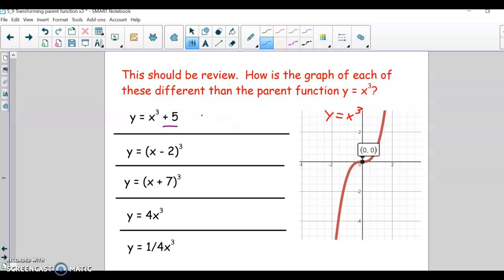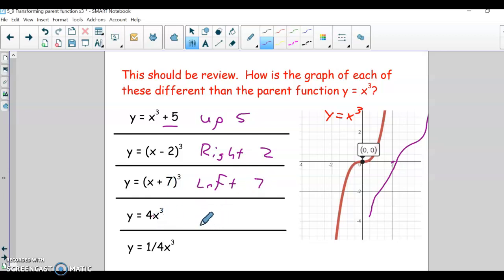So a +5 on the end will make us go up 5. If it's a plus or minus inside, that goes left or right, opposite of what we think. So this one should actually go to the right 2. It'd be the same shape, just to the right 2. And I can't draw this, sorry, my little pad. I'm going to use Desmos here in a second, but it'd be that same shape, just right 2. This one is inside again, so left or right, opposite of what we think. So +7 actually goes left 7.